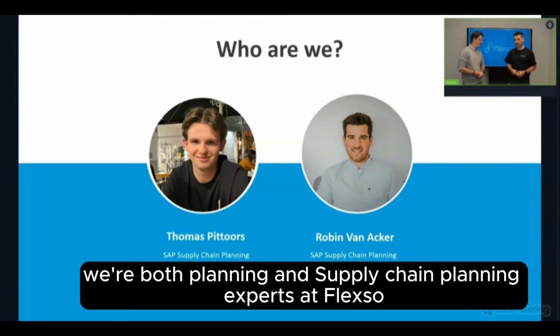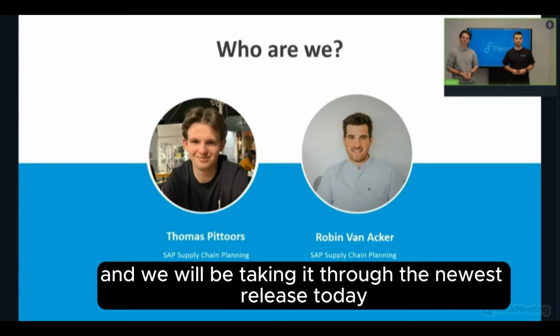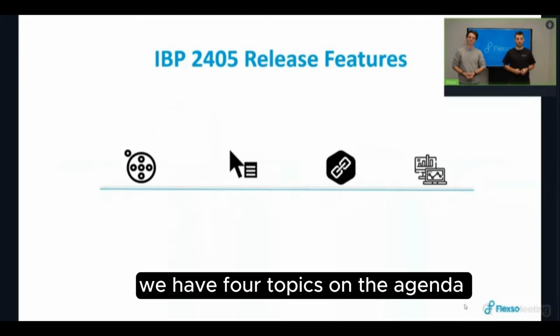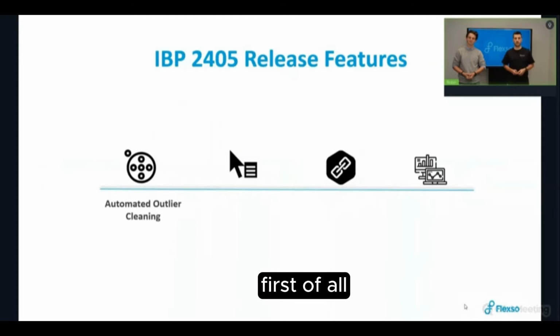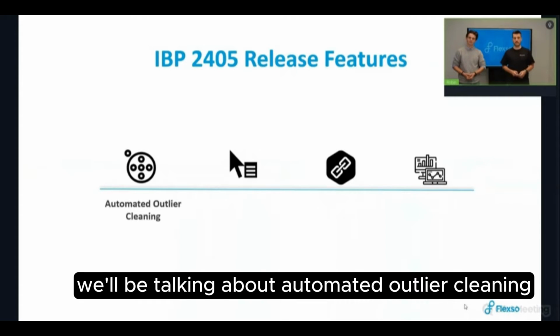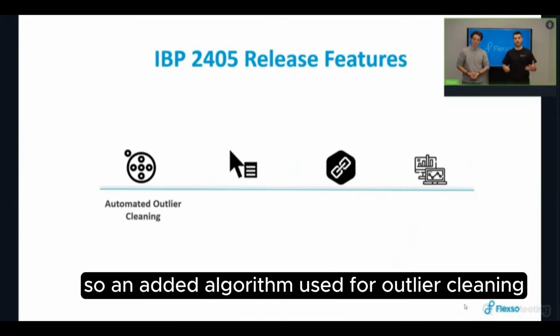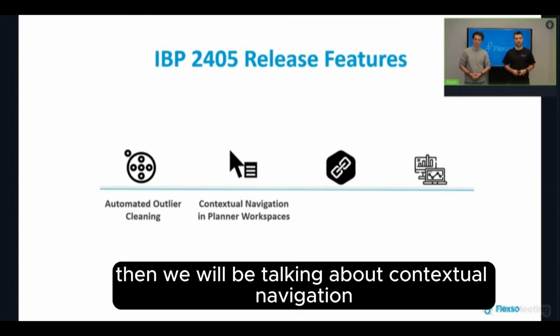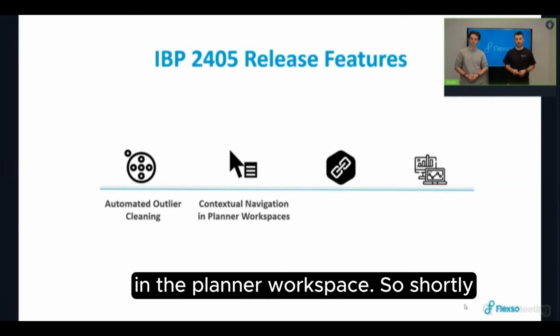We are both supply chain planning experts at Flexo, and we will be taking you through the newest release today. So what we'll be discussing today, we have four topics on the agenda. First of all, we'll be talking about automated outlier cleaning, so an added algorithm used for outlier cleaning in the IBP for demand module. Then we will be talking about contextual navigation in the planner workspace.